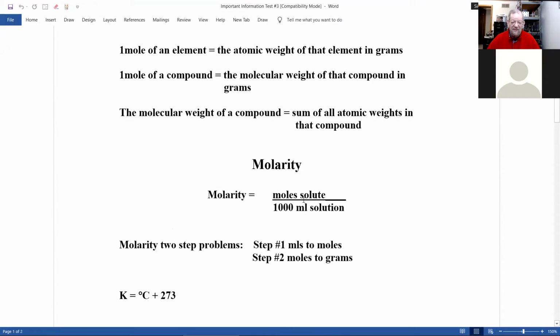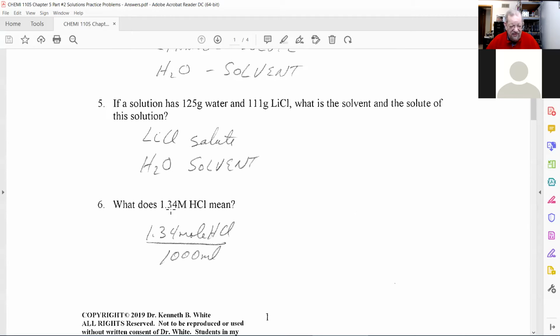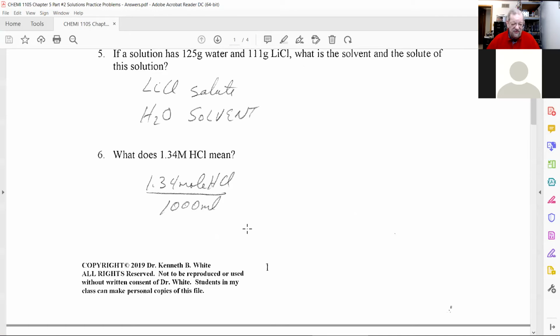And here, molarity is moles of solute per 1,000 milliliters. You don't have to put down the word solution. So if I go back, molarity, which is indicated by a capital M, is moles of solute per 1,000 milliliters of solution. So if I have 1.34 capital M HCl, that means 1.34 moles of HCl per 1,000 milliliters.